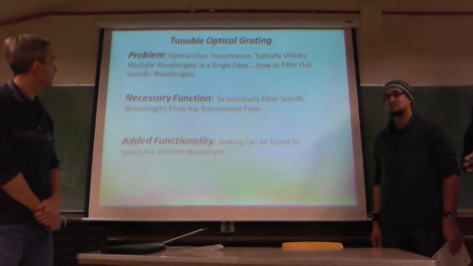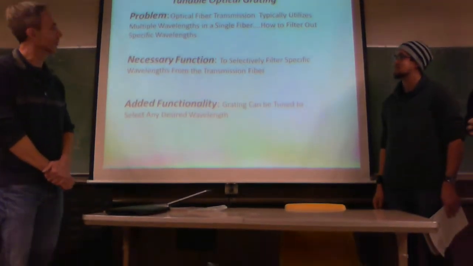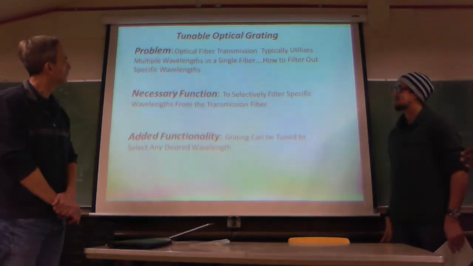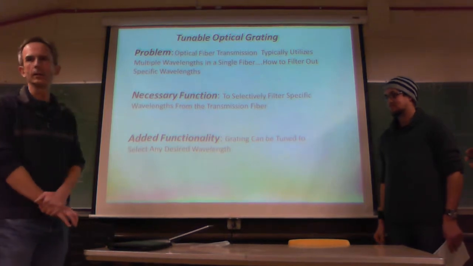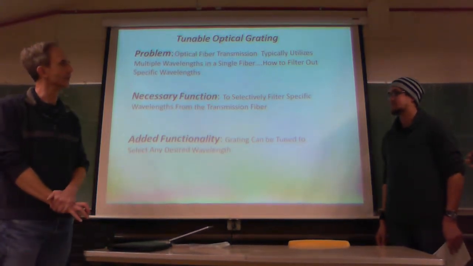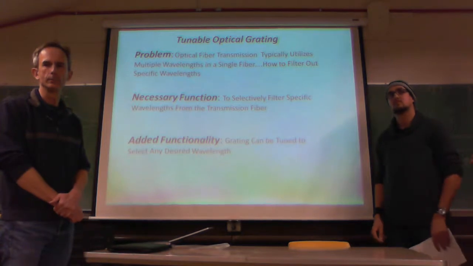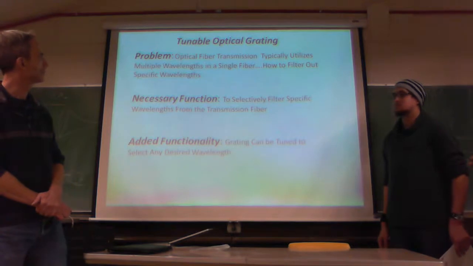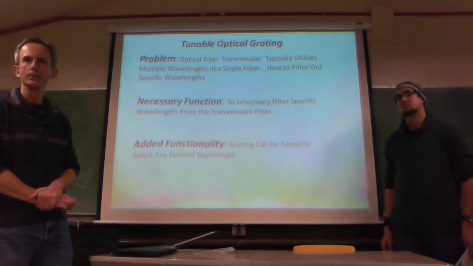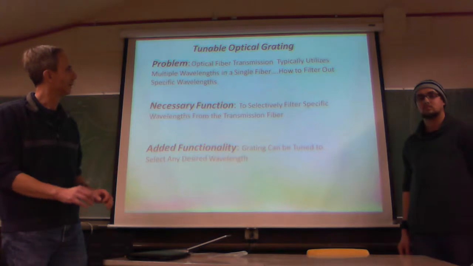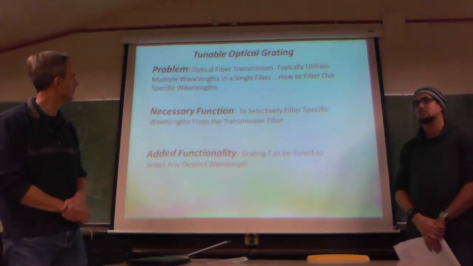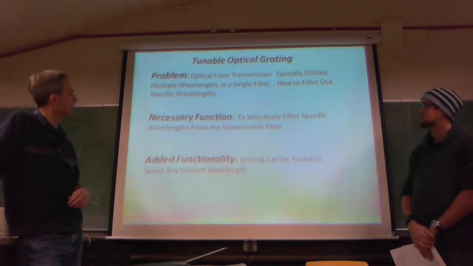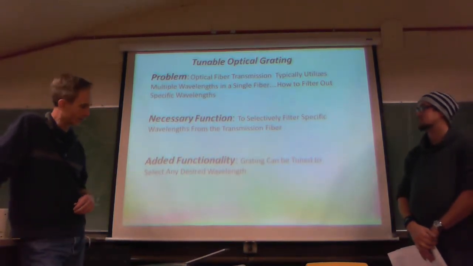What this device really is, is a tunable optical grating, and the problem that they are trying to overcome with this is, in optical fiber communications, your data is transmitted down a single fiber at discrete frequencies. So what this device is attempting to do is to selectively filter out certain frequencies, allowing the rest to continue at certain points. So what this device needs to do is selectively filter specific wavelengths in optical fiber transmissions.